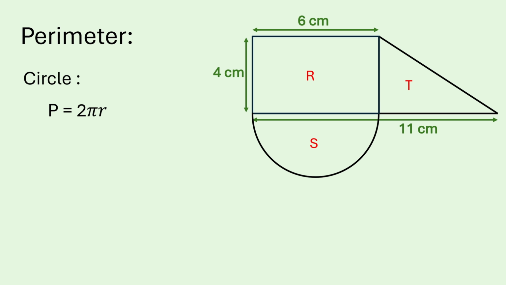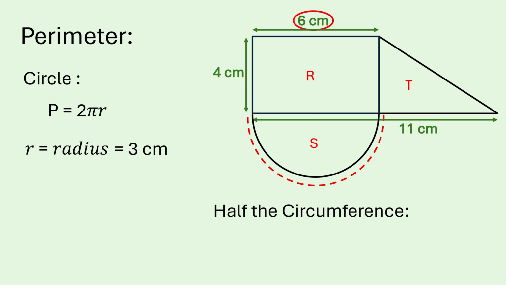The perimeter of a full circle is given by the formula P equals 2 pi r, where r is the radius. For our semicircle, the diameter is 6 centimeters, so the radius is 3 centimeters. Since we only have half of a circle, we only need half of the circumference. So the perimeter of the semicircle is pi times r, which is 3.14 times 3. This gives us 9.42 centimeters for the curved part of the semicircle.